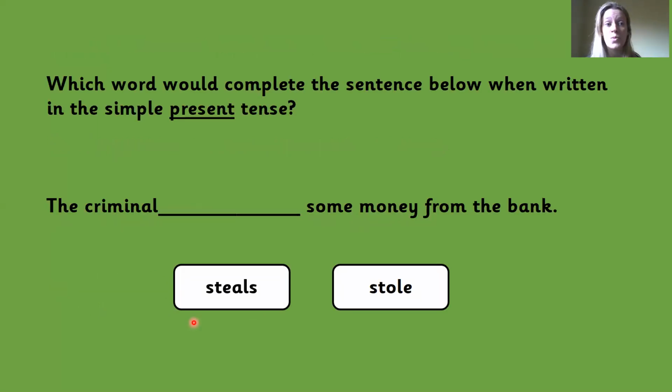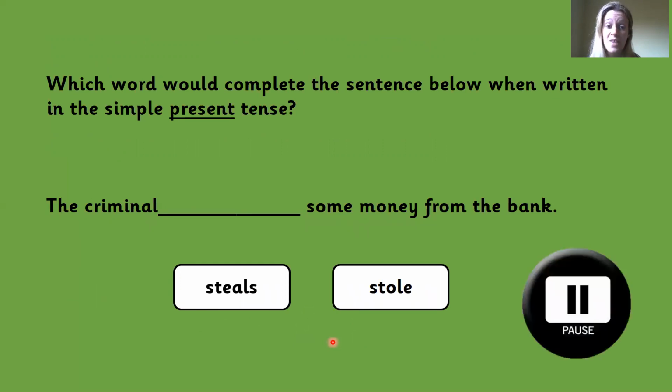Okay, our next one then is which word would complete the sentence below when it was in the present tense. So this is about being in the present tense. So it's the criminal either steals or stole some money from the bank. And we need to put them in the present tense. So which one of these would tell us that it's in the present? One would put us in the past, and one would put us in the present. Pause the video here and think which one's going to fill in the gap.